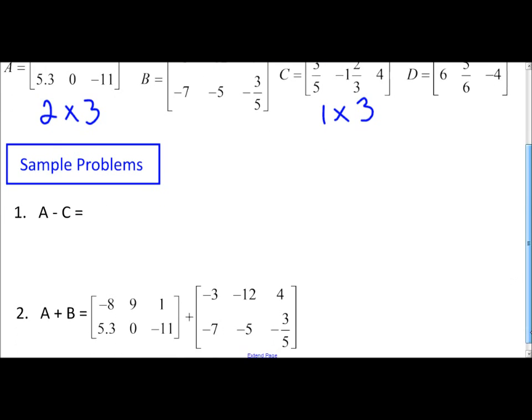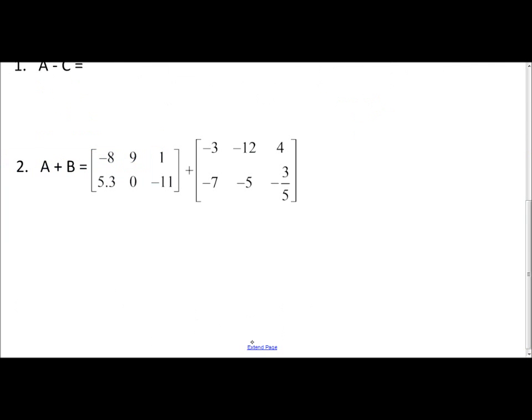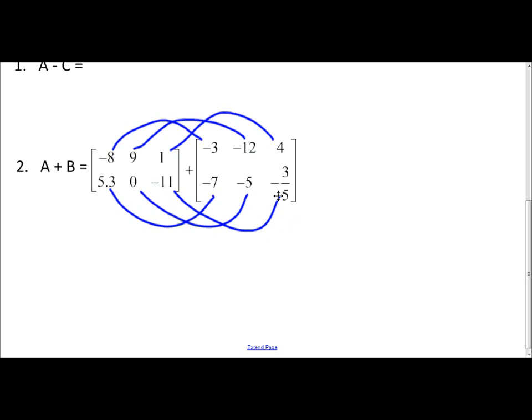But I can do this next one here, A plus B. So I substituted my A matrix here and my B matrix here, and now I'm just going to add each of these entries together. They're the same size. Both of these are 2 by 3 matrices, so I can add them together. So when I get my answer here, I'm just going to look at this. Negative 8 plus negative 3 is a negative 11. 9 plus negative 12, negative 3. 1 plus 4, 5. That's my top row.